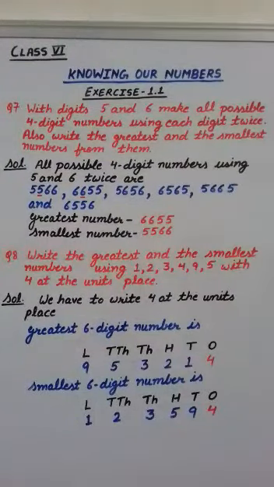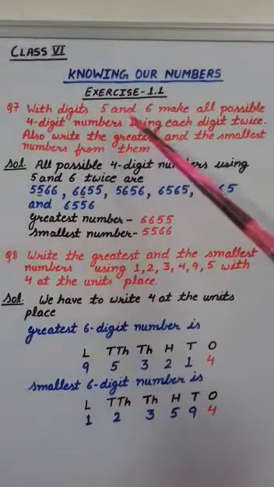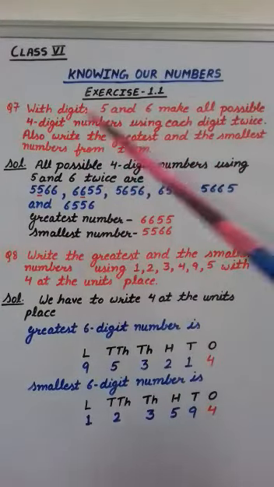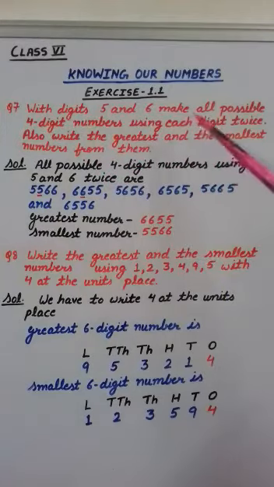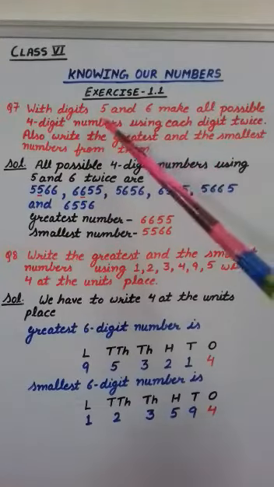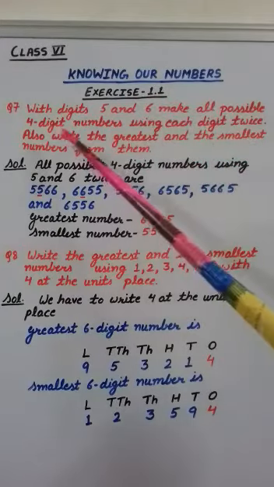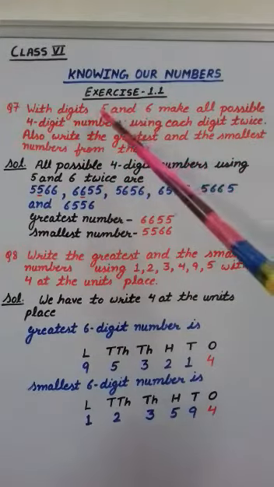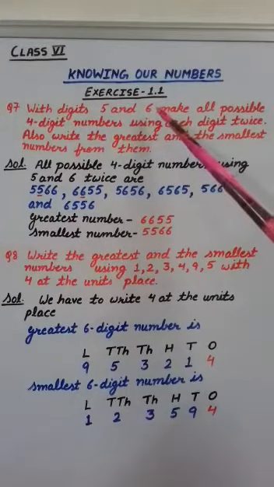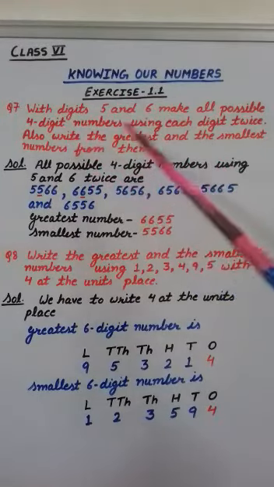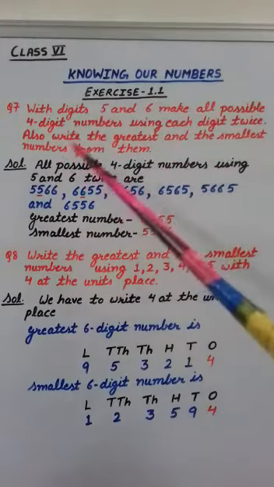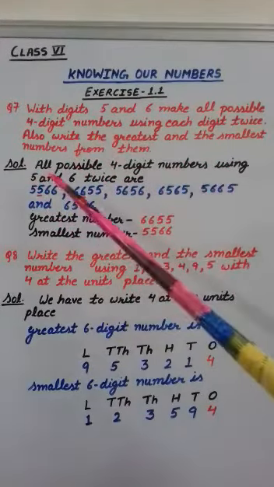Good morning, students. Let's continue with exercise 1.1, question number 7. With digits 5 and 6, make all possible 4-digit numbers using each digit twice. That means in this question, only 2 digits are there, 5 and 6. And we have to make all possible 4-digit numbers and we have to use each digit twice. That means 2 times. And then we have to write the greatest and the smallest numbers from them. Now let's begin the solution.